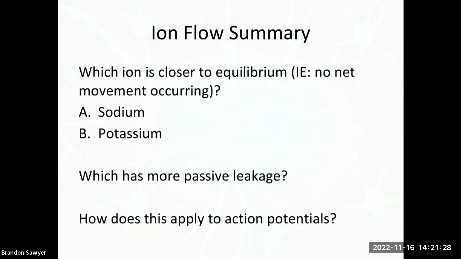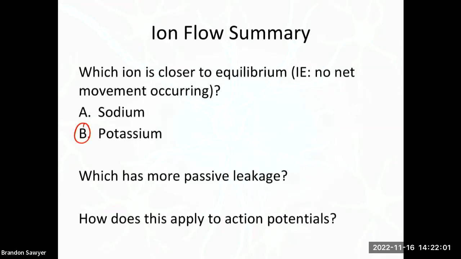All right, so A or B, which of the two ions is closer to its equilibrium point? When we're at resting membrane potential is really what the question should say. When we're at that negative 70, which one's closer to its kind of equilibrium point that it would just stop flowing? So go ahead and send that in, a few more of you. Okay, good. So we got mostly everybody. So we got about 85% of you saying B, potassium.